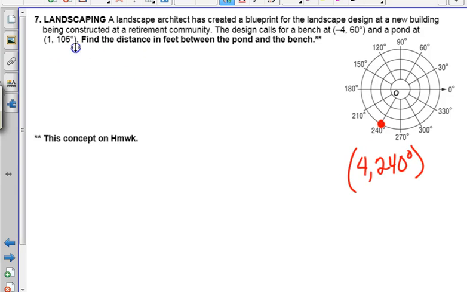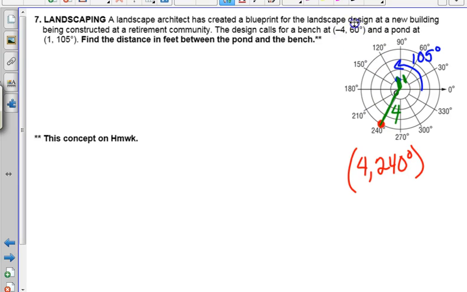The other point is at 105, which isn't on our graph paper, but that's okay. 105 around this way. And it's out 1 radius right there. We want to find the distance between those. Can't use distance formula anymore because we don't have xy coordinates to begin with. Any ideas? This side is 1 right here. This side is 4, yes? The angle in between those is 135, right?